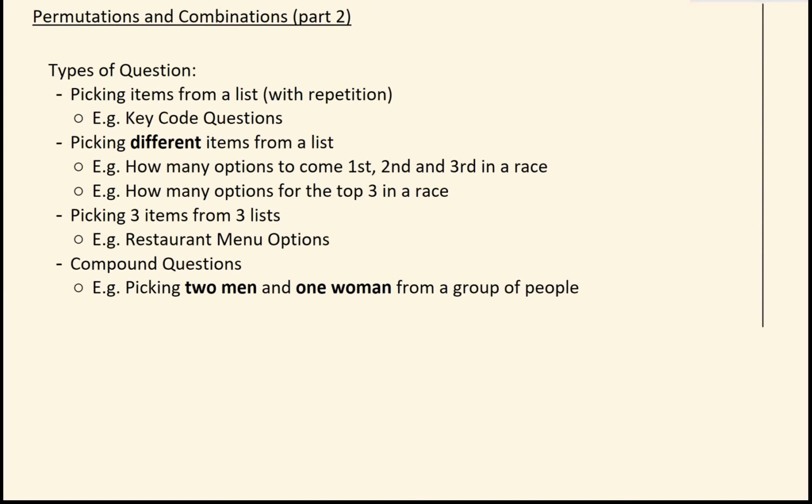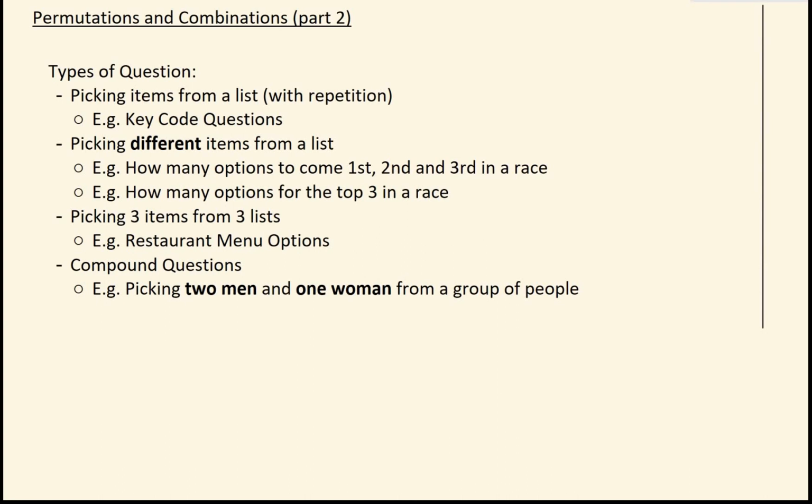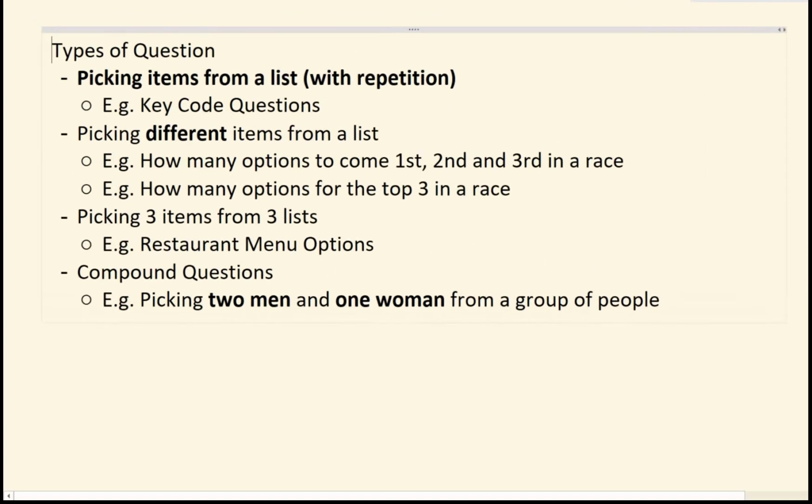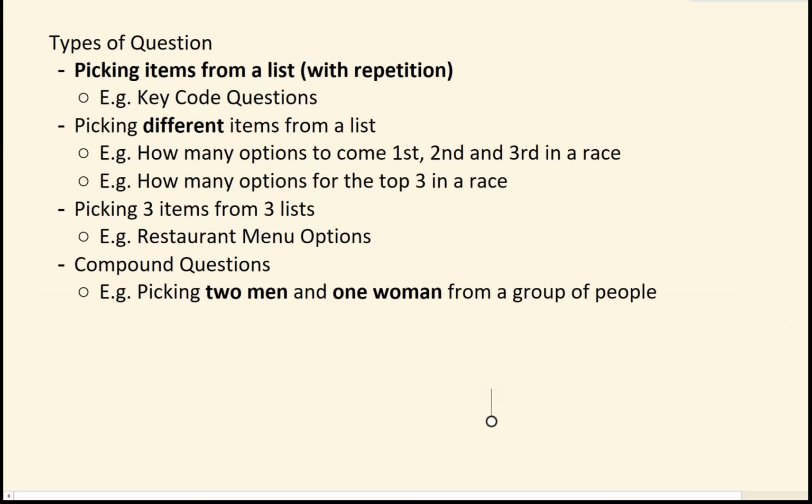So typically you've got 4 main types of questions. I'm going to go through each one at a time and show you what to expect to see. First, we're looking at picking items from a list with repetition. That's basically where you can pick the same item twice.